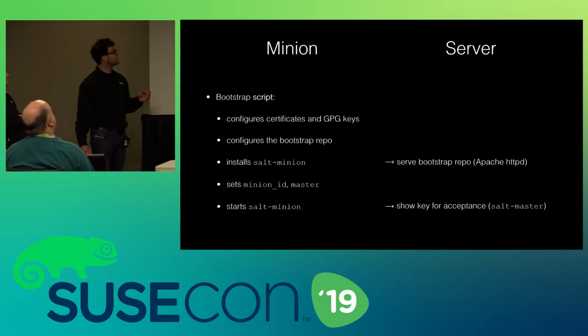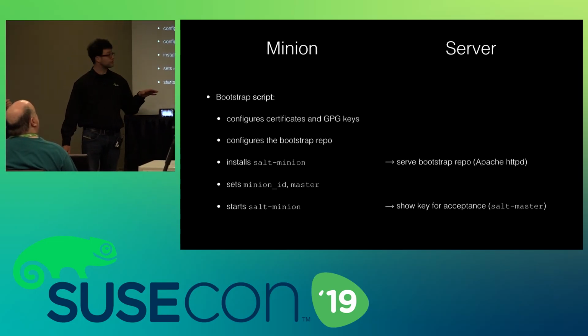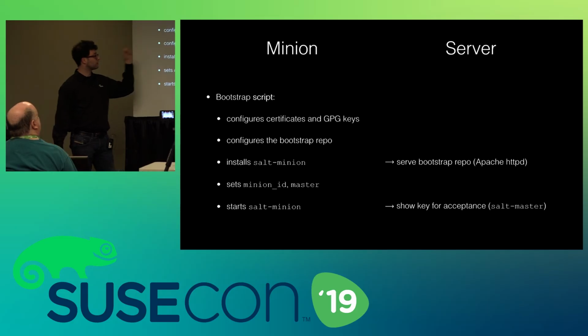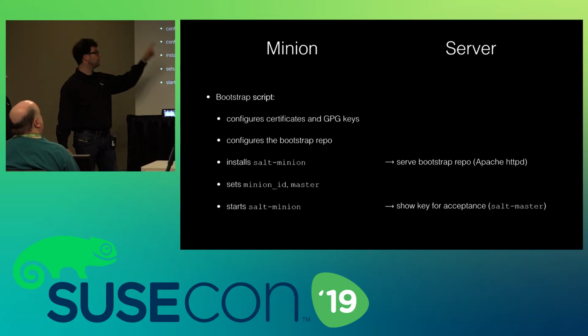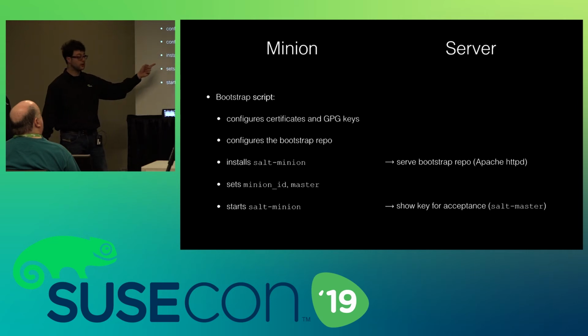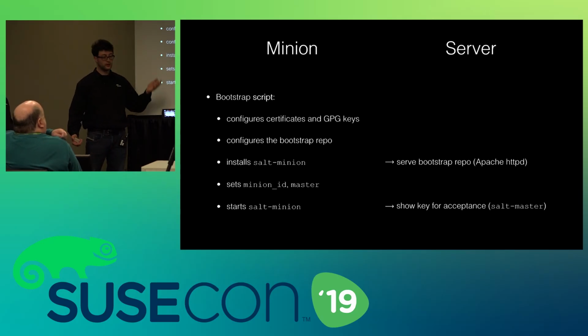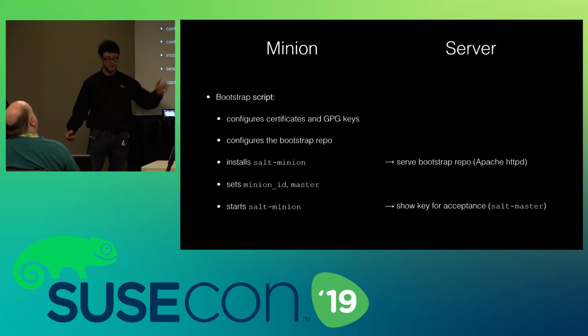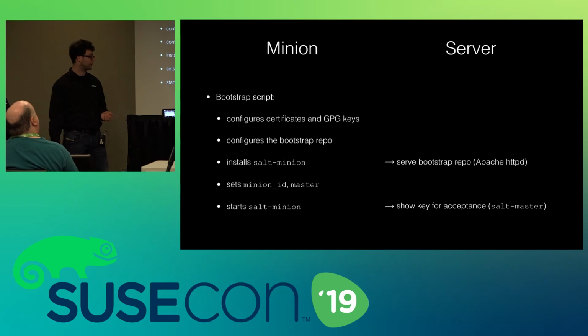Okay, so this is what happens if you use a bootstrap script. Well, it's pretty similar to what happened before. The bootstrap script will configure certificates and GPG keys. Why? Because it has to configure the bootstrap repo. Why? Because it has to install at least the salt minion package. No other packages are required, but salt minion is. So you have to get it somewhere, and that somewhere is the bootstrap repo, which happens to be protected via certificates and GPG keys, so that's the first thing that you have to configure.